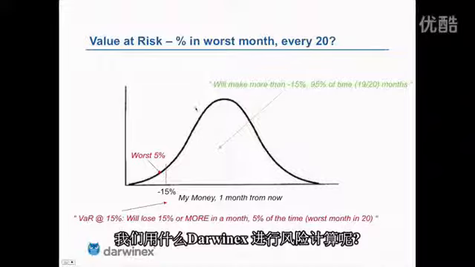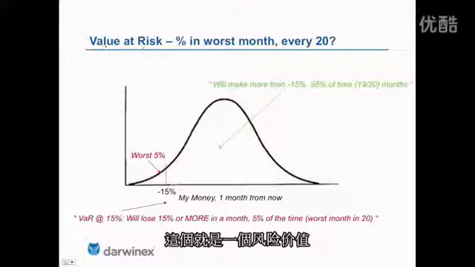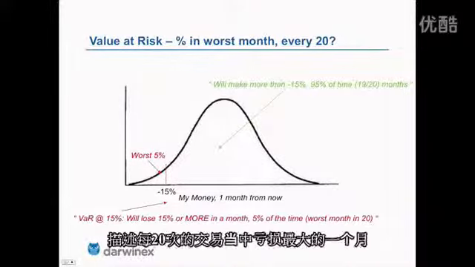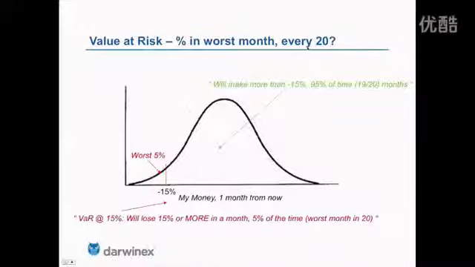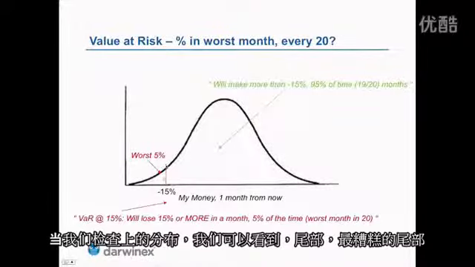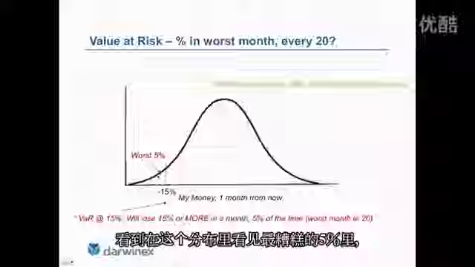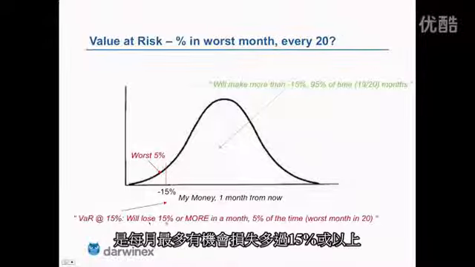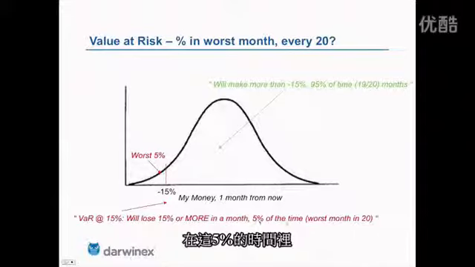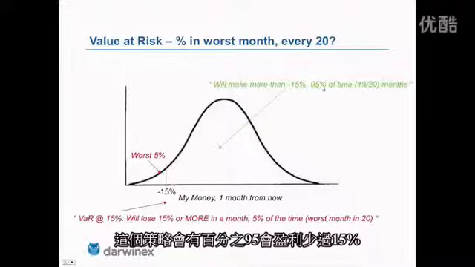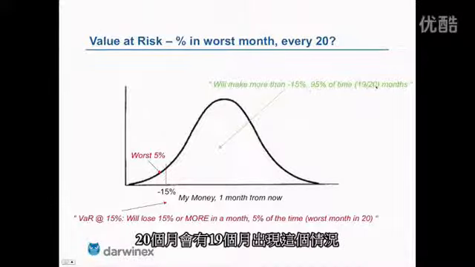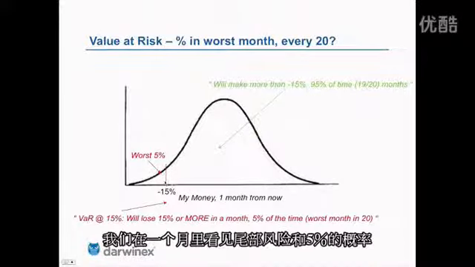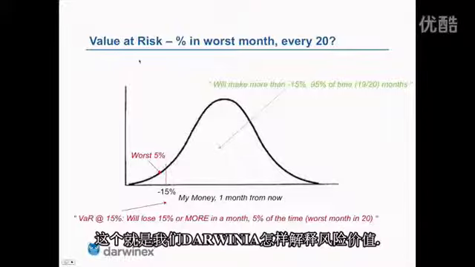Which takes us to the measure of risk at Darwinex, which is value at risk, defined as the percentage of loss in the worst month every 20. In other words, by looking at the distribution, we take the worst tail, look at the worst 5% probability, and for instance, a strategy having a VaR of 15% will lose 15% or more in a month, 5% of the time, which is why we say worst month in 20. The flip side of that is obviously that the strategy will make more than minus 15% 95% of the time, or 19 out of 20 months. So we look at the tail risk at the 5% probability in 1 month. That's how value at risk at Darwinex is defined.